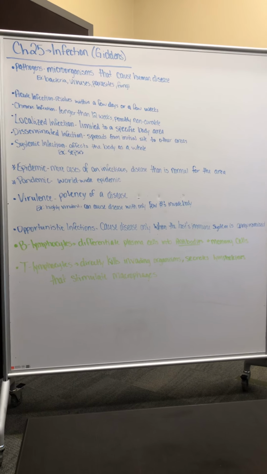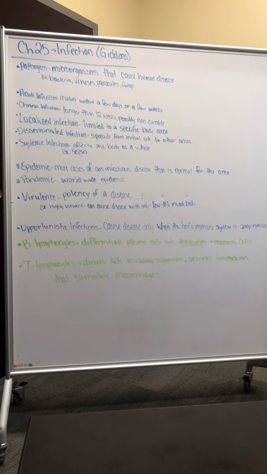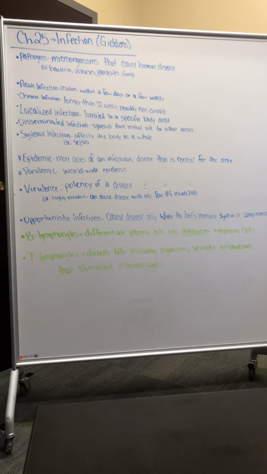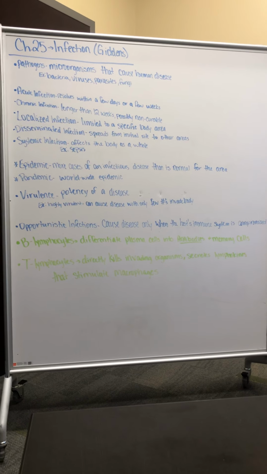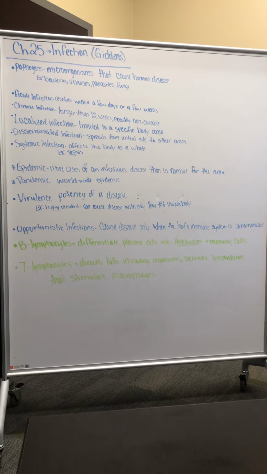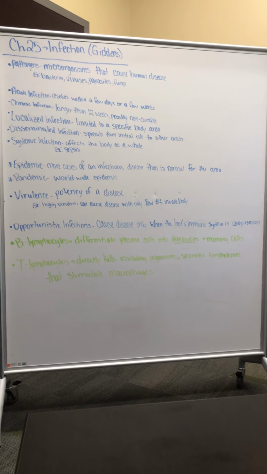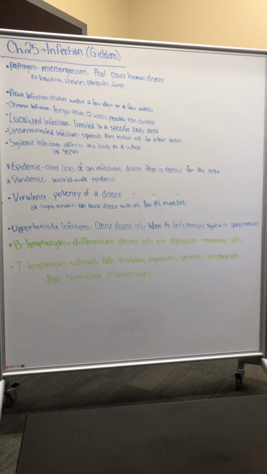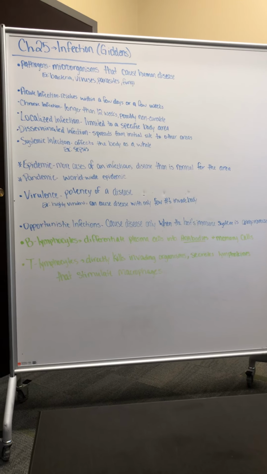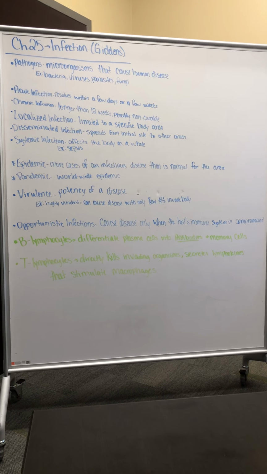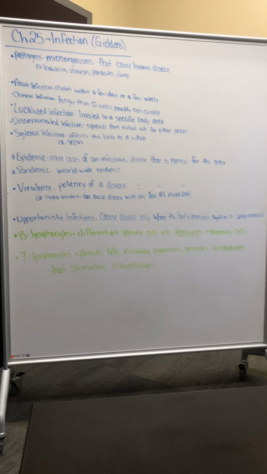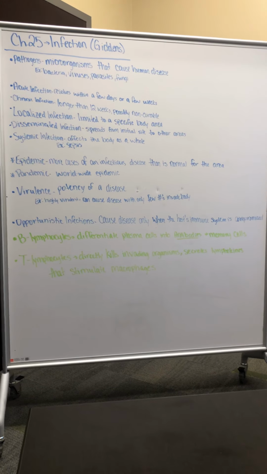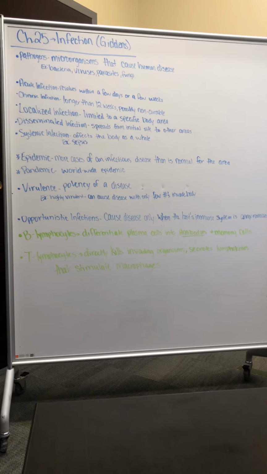Then we have localized infection that's limited to a specific body area, like an ingrown toenail, for example. Disseminated infection spreads from the initial site to other areas of the body. Systemic infection, something like sepsis, affects the body as a whole. An epidemic is more cases of an infectious disease than is normal for the area, like a flu outbreak at Giddens. And then a pandemic is a worldwide epidemic, like worldwide tuberculosis.